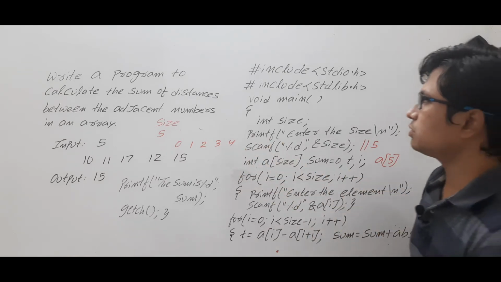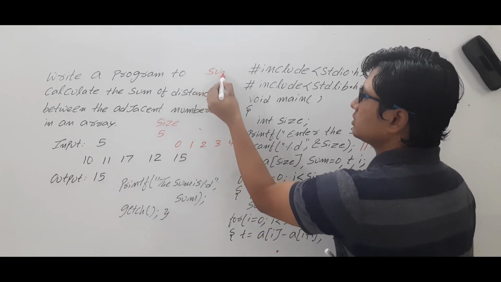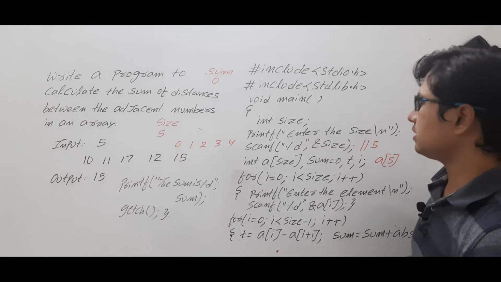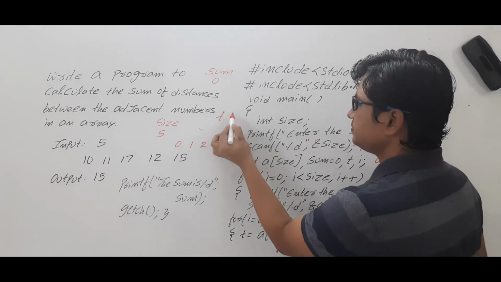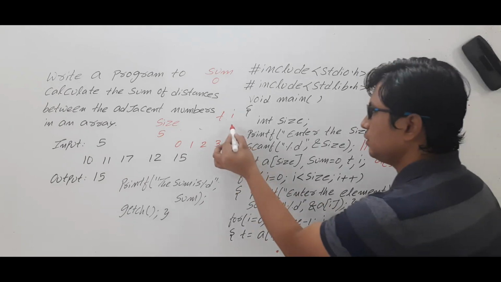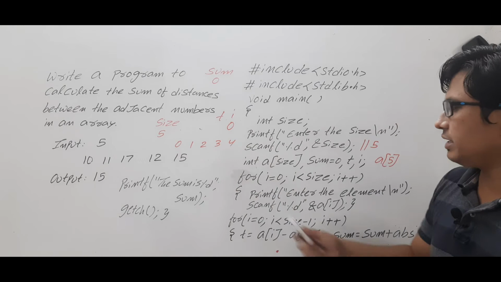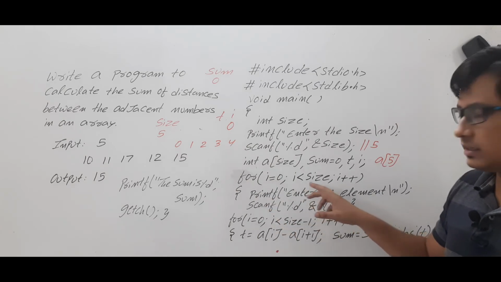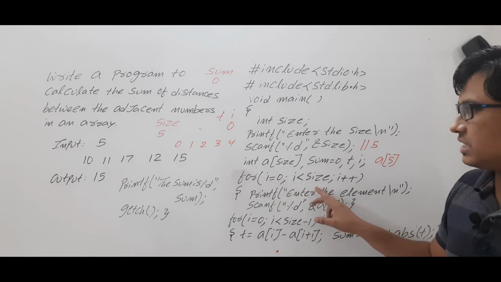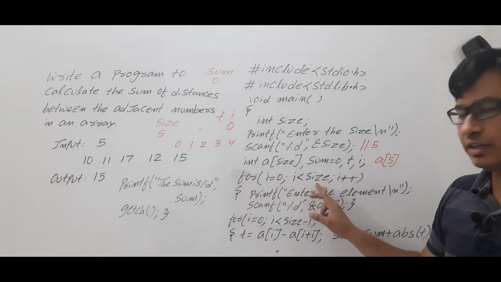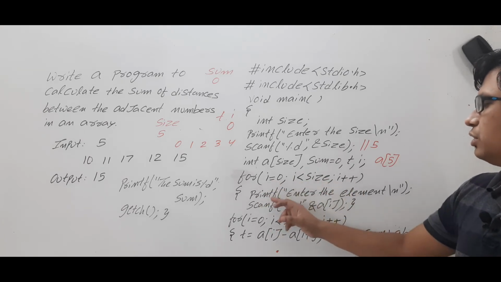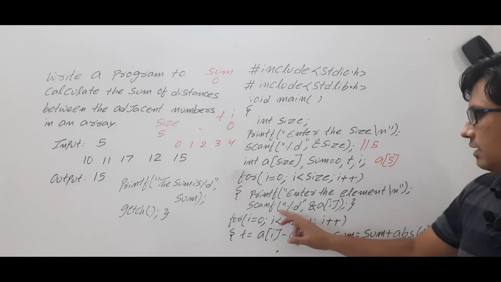Now sum is equal to 0. You have declared another variable called sum, and you initialize the value 0. And you have declared another variable called t and i. Now for i is equal to 0, you have done the initialization. This is the condition, and this is the update section. For i is equal to 0, i less than size, where size is 5, so i less than 5. Yes, this condition is true. 0 is less than 5, the condition is true. So you will ask the user to enter the element, and then you will read it.